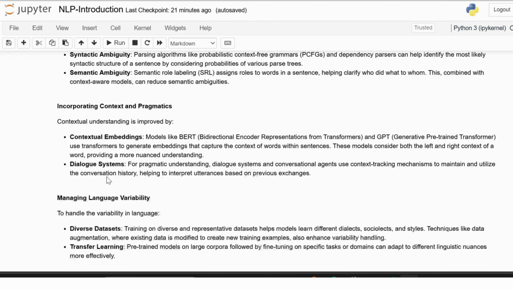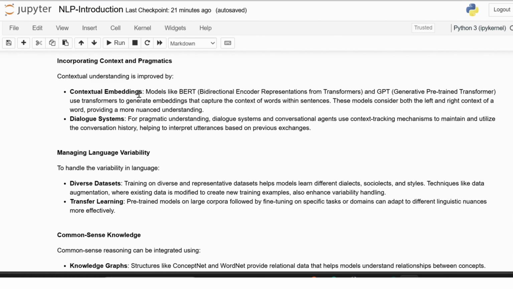Let us now talk about incorporating context and pragmatics. Contextual understanding is improved by contextual embeddings. Models like BERT, Bidirectional Encoder Representations from Transformers, and GPT, Generative Pre-trained Transformer, use transformers to generate embeddings that capture the context of words within sentences. These models consider both the left and right context of a word, providing a more nuanced understanding. And for pragmatic understanding, dialogue systems and conversational agents use context tracking mechanisms to maintain and utilize the conversation history, helping to interpret utterances based on previous exchanges.